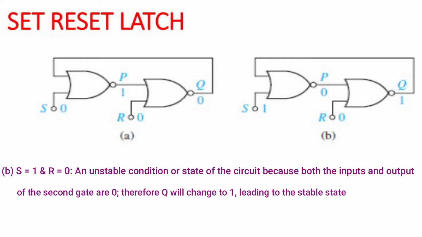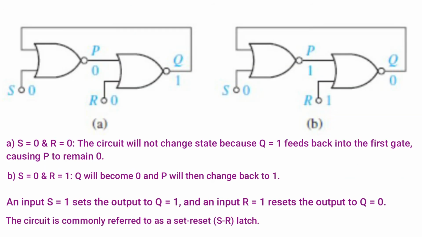So the data that is latched until now is 1. So in the third instance, when I make S equal to 0 and R equal to 0, the circuit will not change its state, and the value that is stored in Q will be 1 and is fed back into the first gate, that is the NOR gate, causing P to remain 0 only.